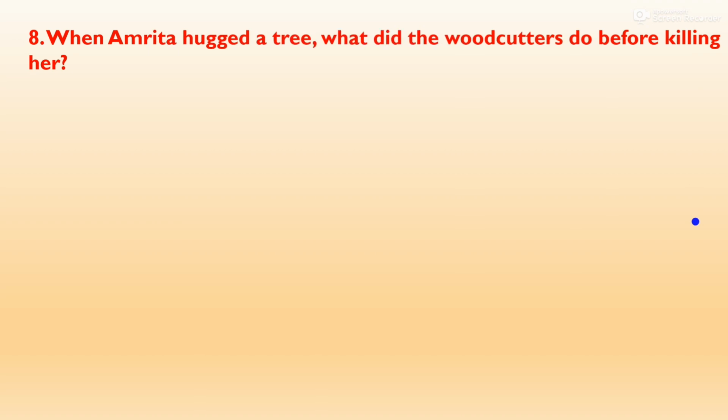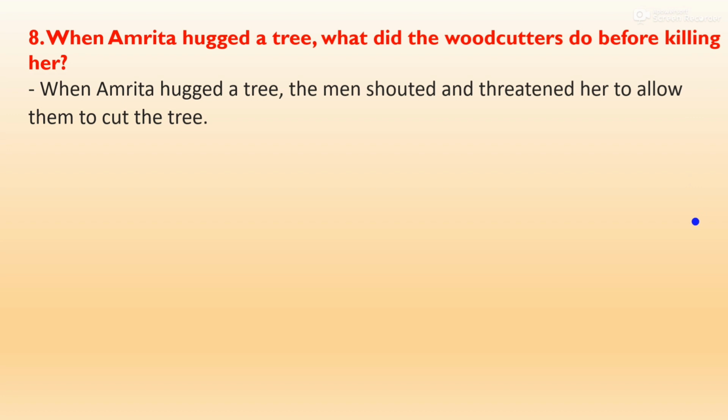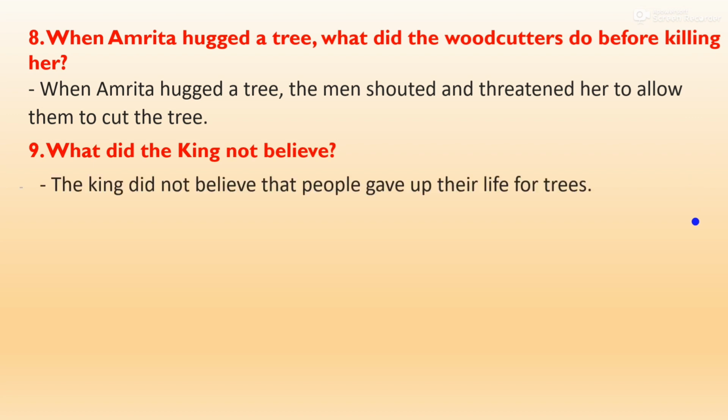When Amrita hugged a tree, what did the woodcutters do before killing her? When Amrita hugged a tree, the men shouted and threatened her to allow them to cut the tree. But Amrita did not allow them. What did the king not believe? The king did not believe that people gave up their lives for trees.